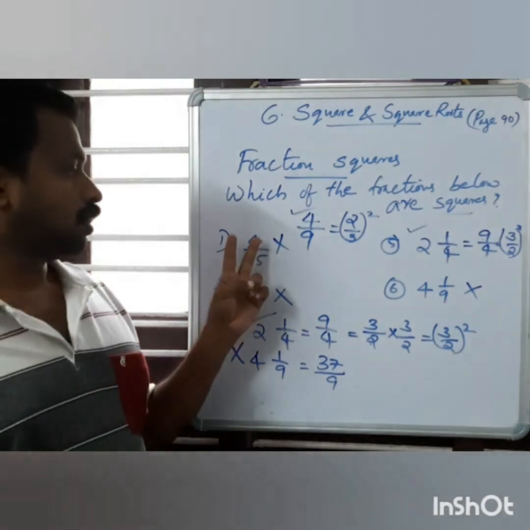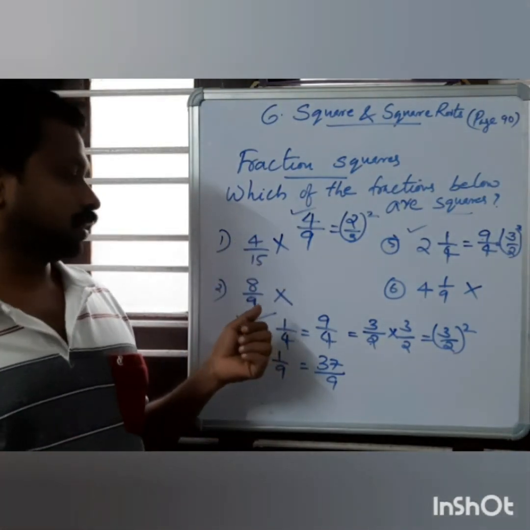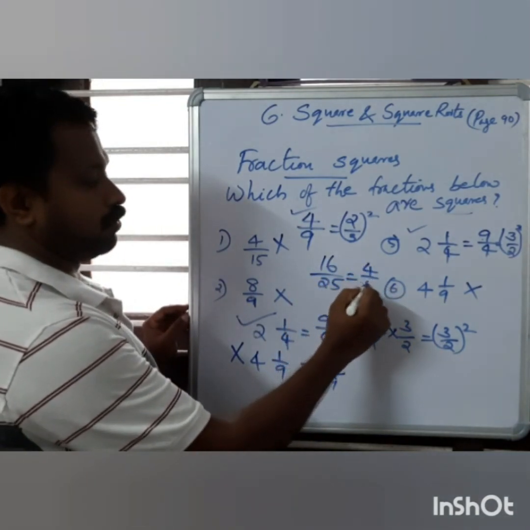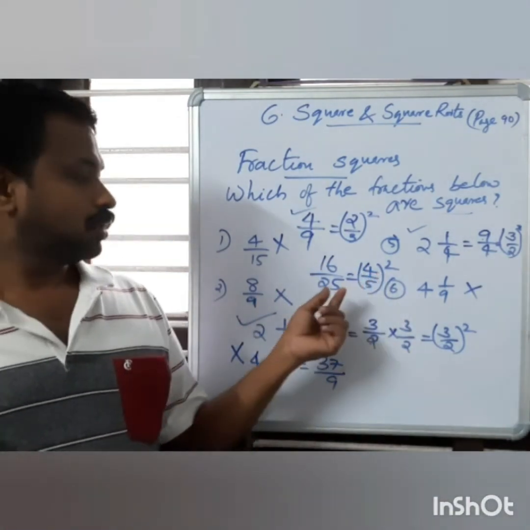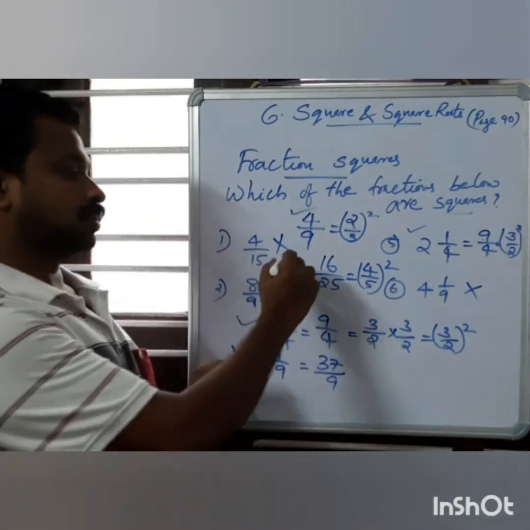So remember this one, denominator and numerator should both have a square root. 16 by 25, so 4 by 5 whole square. 16, we get a square root of 4. 25, square root of 5. So it is a perfect square.